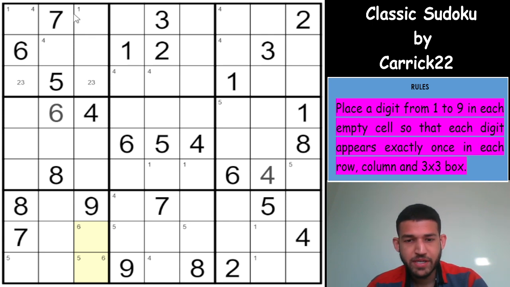Okay, let's go to the sevens now. 7 is in row 7 and row 8, so that gives me 7 in one of these two cells, and 7 goes in here in column 3.